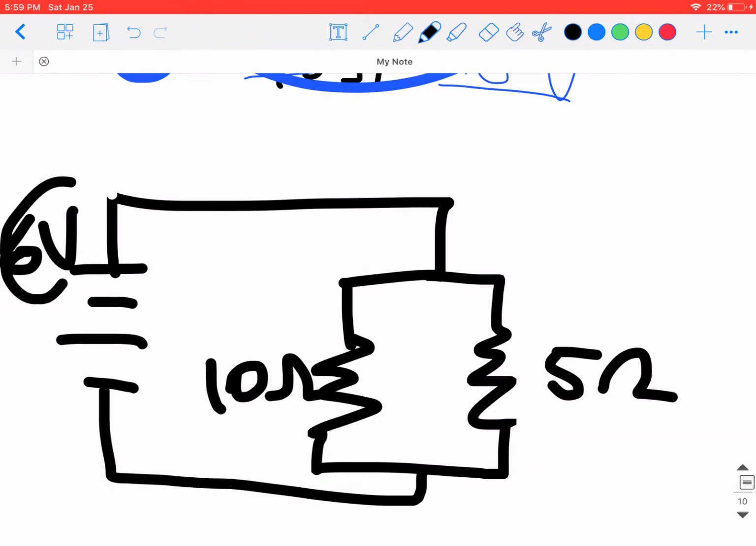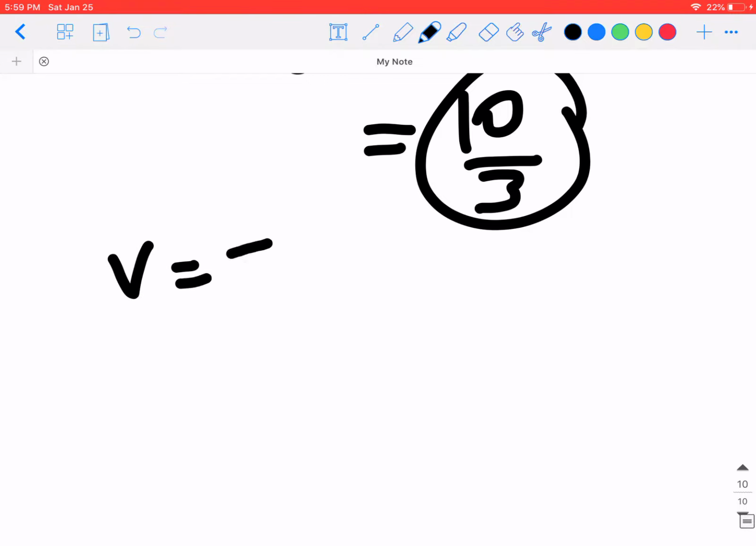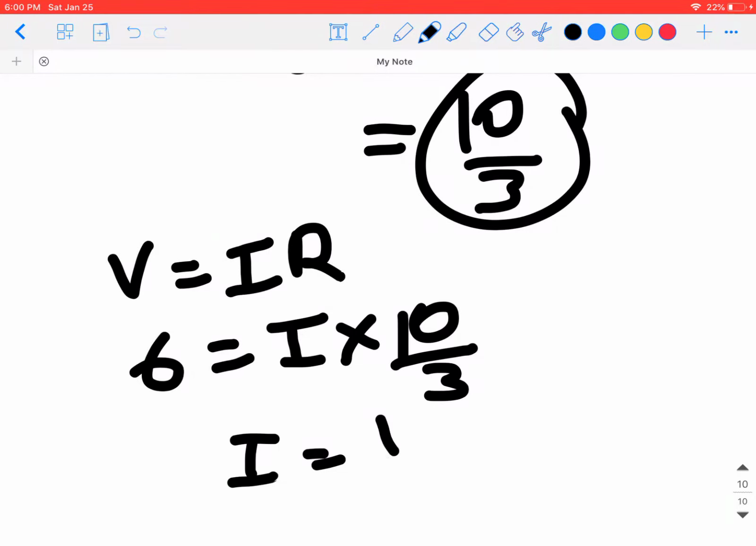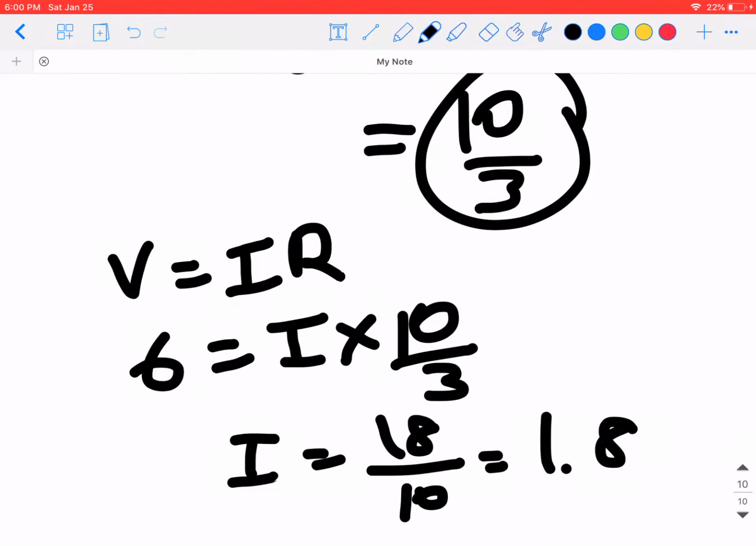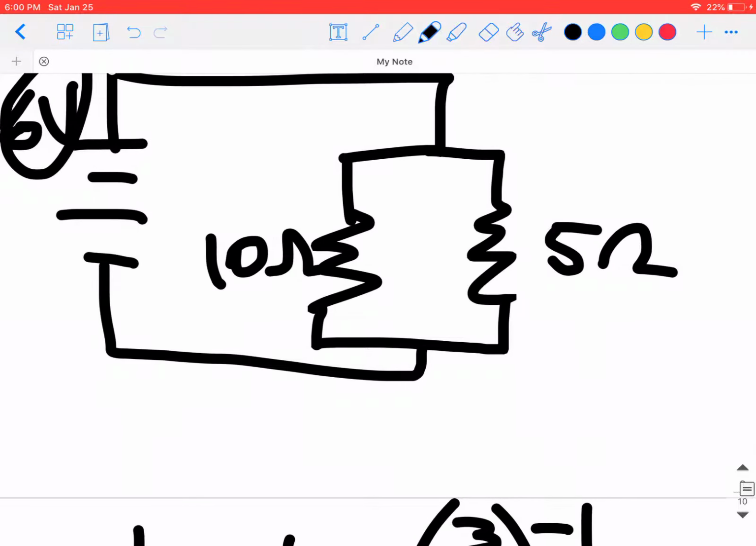Our total voltage is 6, so we have V equals IR. So we have 6 is equal to I times 10/3. We multiply that over, and I is equal to 18/10, or 1.8. So we have 1.8 as our current for this circuit. Notice how our ratios for this work.